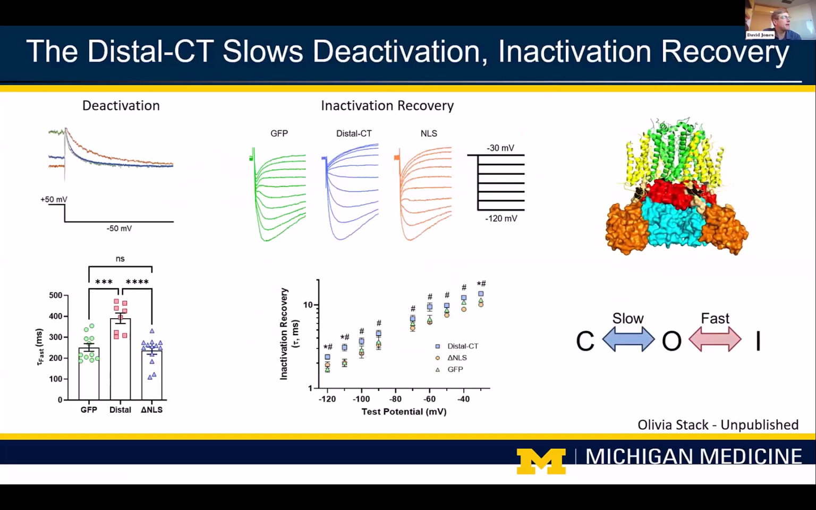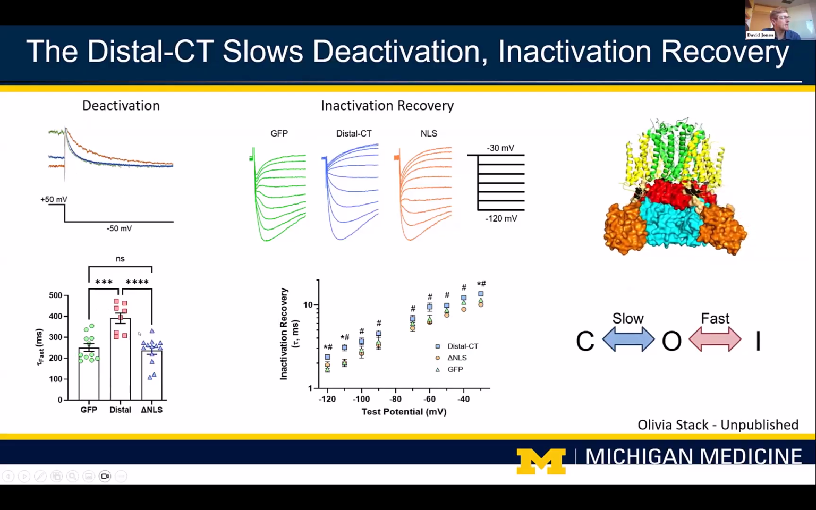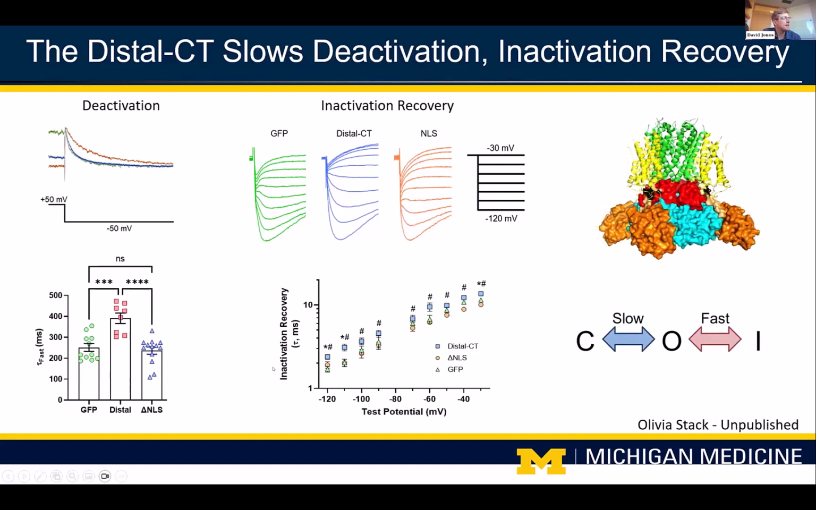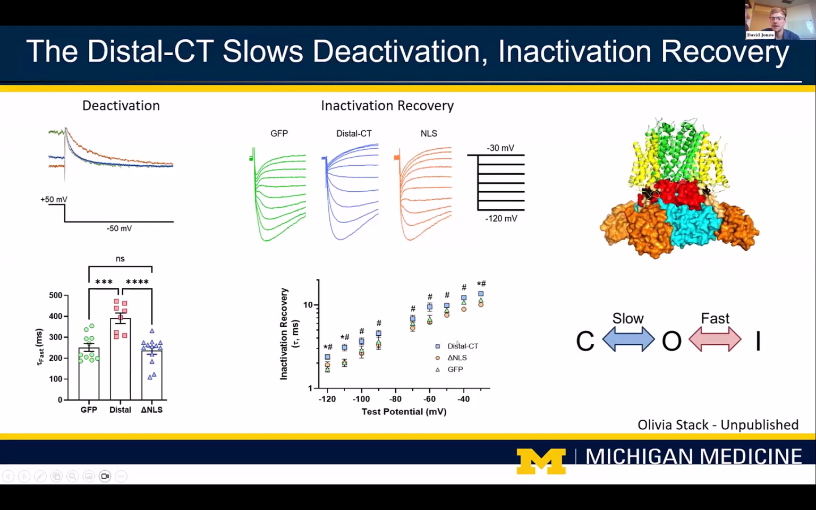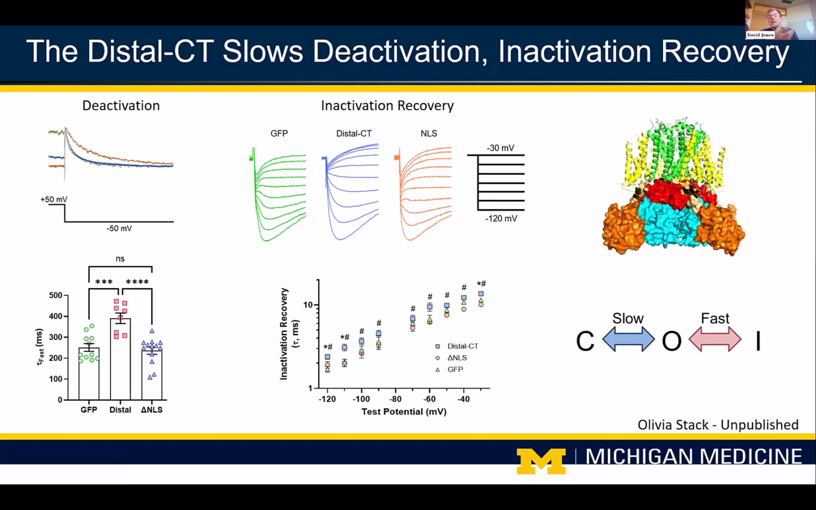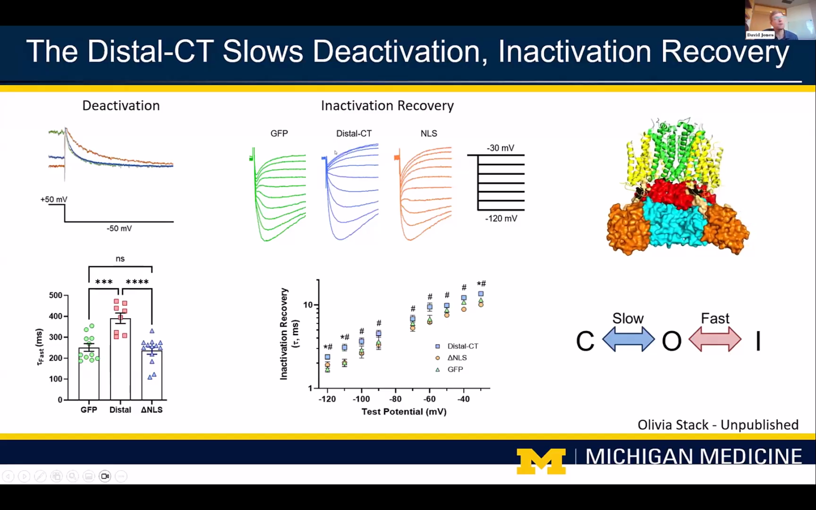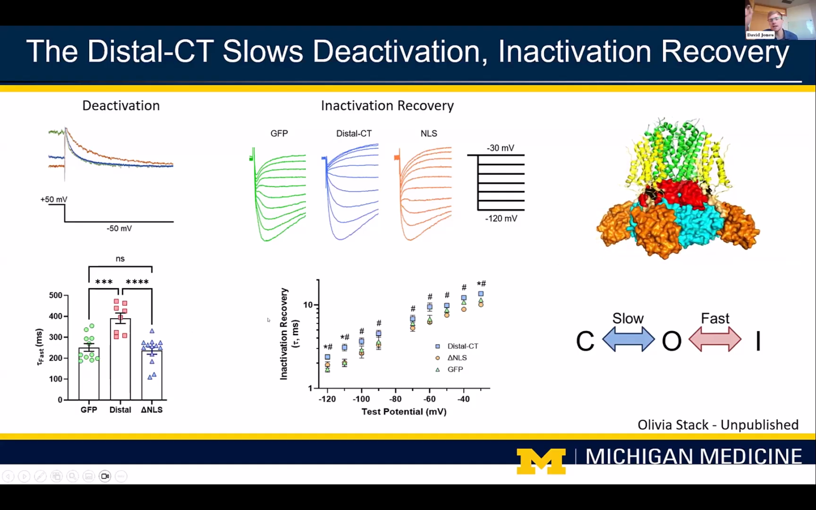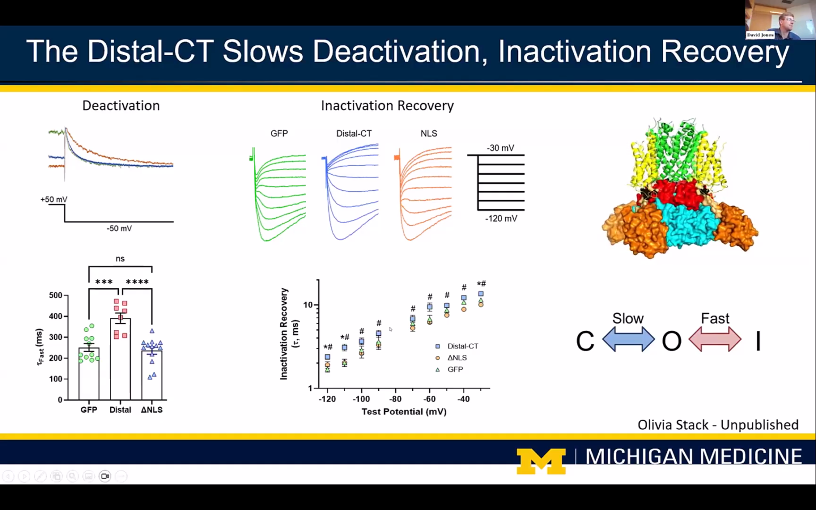We've done some initial follow-up experiments. We also see that the distal polypeptide is slowing the time course of deactivation. And we also see this very specific effect on the time course of inactivation recovery, where the distal polypeptide is slowing recovery from inactivation. And when you look at that collectively, it really suggests that whatever the distal construct is doing inside the nucleus is affecting the interaction between the PAS and the CNBHD, because these effects are very similar to what we see when we increase the engagement of the PAS domain with the rest of the channel.